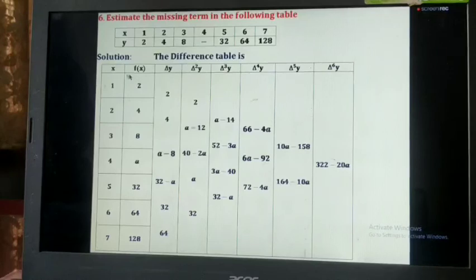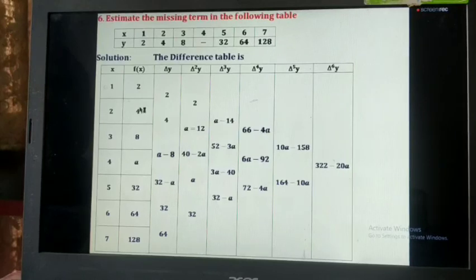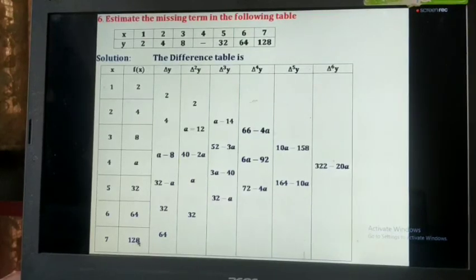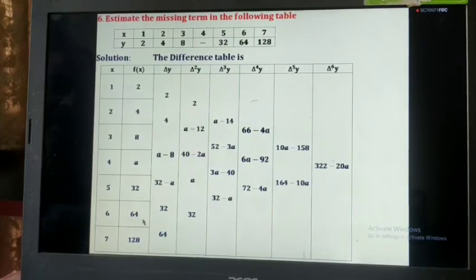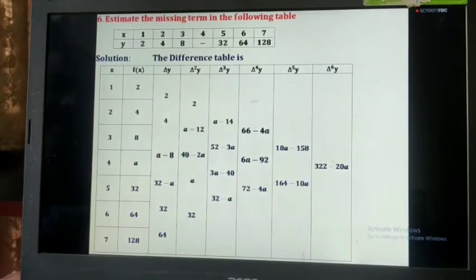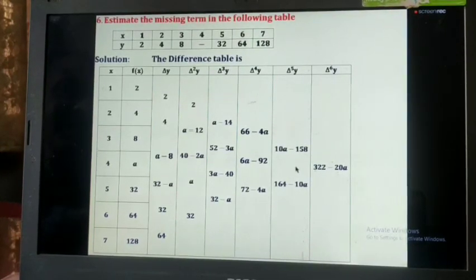Look at this one. Again, to prepare the table, x is 1, 2, 3, 4, 5, 6, 7. f(x) is nothing but y: 2, 4, 8. This term we don't know, so it can be taken as a, then 32, 64, 128. To find the Δy, the differences: 4 minus 2 is 2, 8 minus 4 is 4, a minus 8, 32 minus a, 64 minus 32 is 32, 128 minus 64 is 64. Similarly Δ²y, Δ³y, Δ⁴y, the differences of the consecutive terms have been written up to Δ⁶y. The last term is 322 minus 20a.